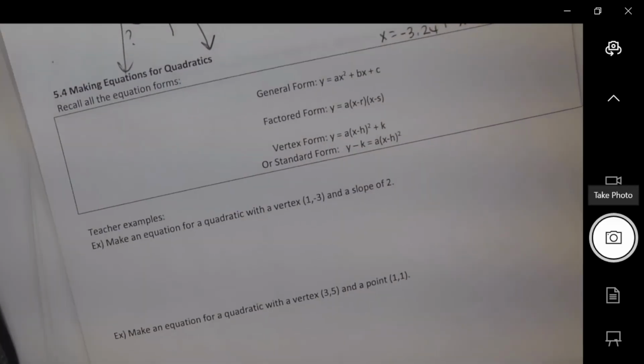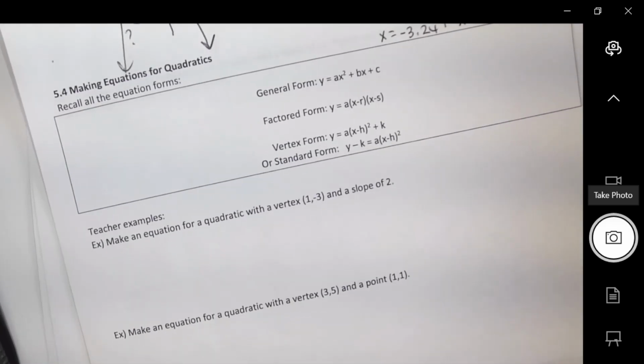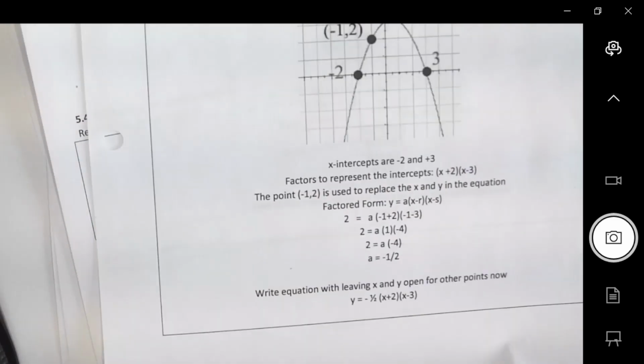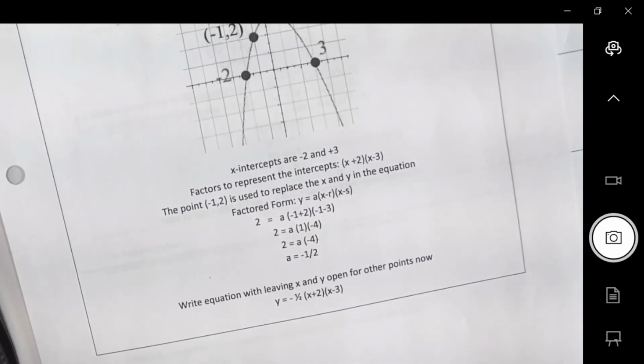Okay, 5.4. Did you find a spot that looks like that? Okay. I also gave you a sheet that kind of has a general idea of what's going on. It's a nice sheet to keep beside you.